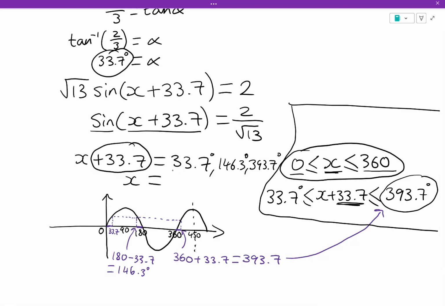So if I subtract 33.7 off this value here, I'm going to get 0 degrees, which is a valid solution. It is an angle. And then for our next one, if we do 146.3 subtract 33.7, I would get 112.6 degrees to 1 decimal place. And then let's do the 393.7 subtract the 33.7, and that would give me 360 degrees. So those there would be my 3 solutions to that trig equation.